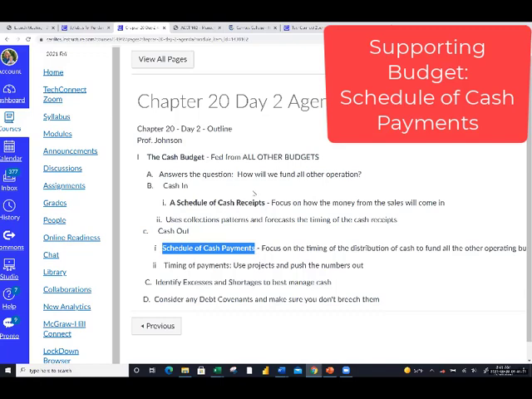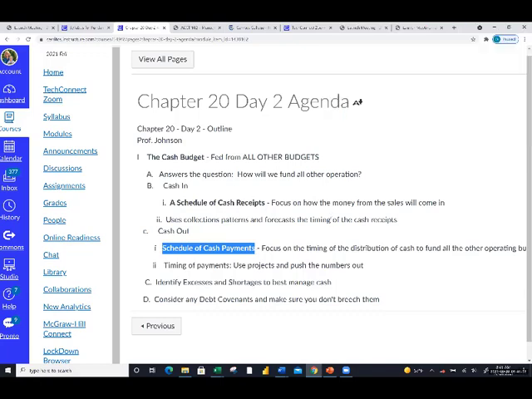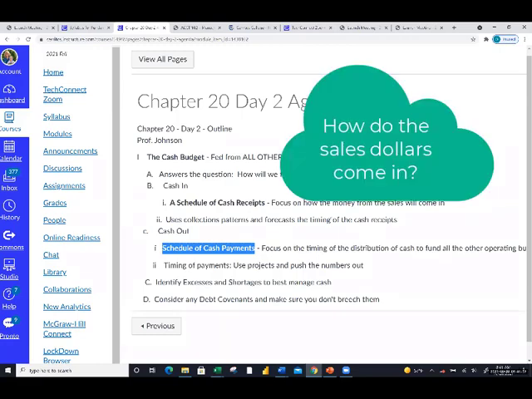So a schedule of cash receipts is going to show us how those sales that we budgeted up top, how is the money going to come in? And we're going to look at the history of collection patterns to estimate when the money will come in.